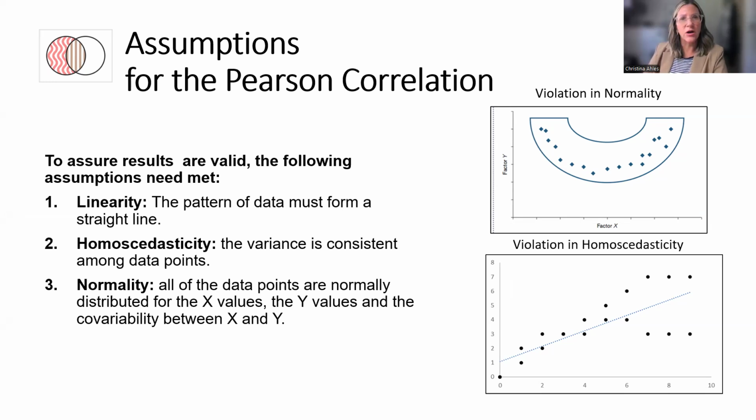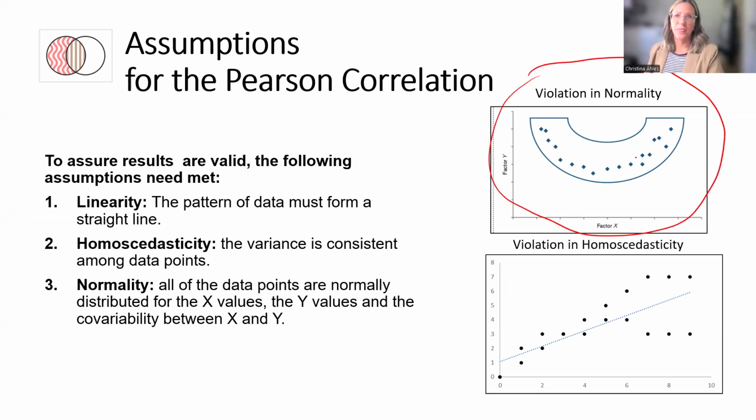So for Pearson R correlation, a very important one is linearity. The pattern of data must form a strong line. So this right here is the violation of linearity. That is like that research scenario I provided you earlier, where it's years married and marital satisfaction. It would look kind of like that U shape.